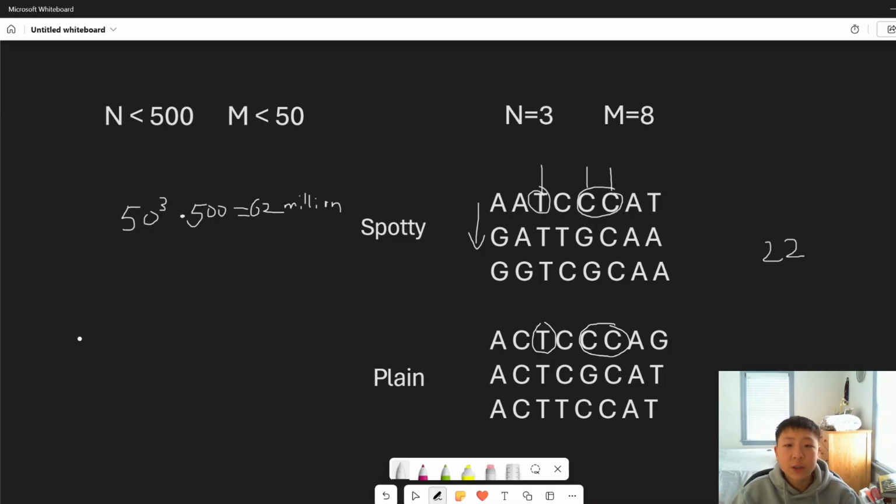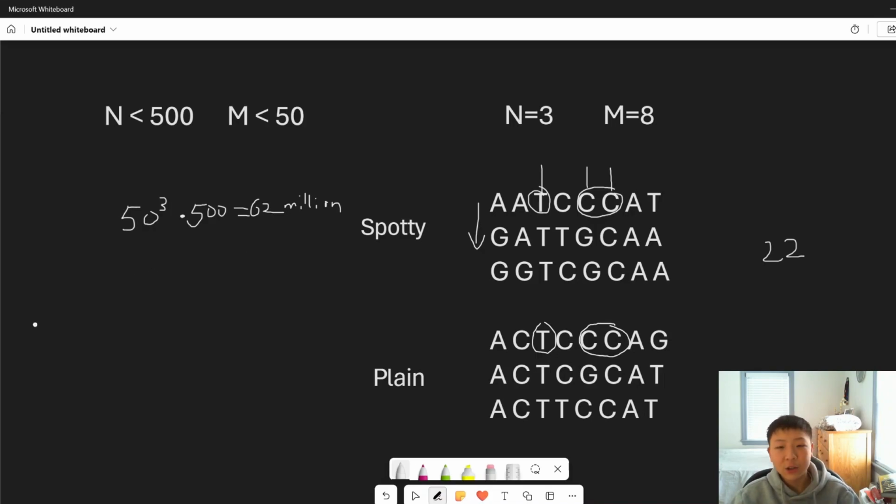One more observation is that 50 choose 3 is actually not quite 50 to the power of 3, because we're going to have overlaps if we do that. And so the actual complexity is going to be a little bit lower, which is sufficient for USACO.